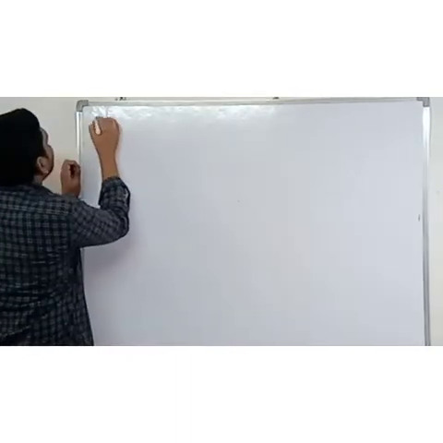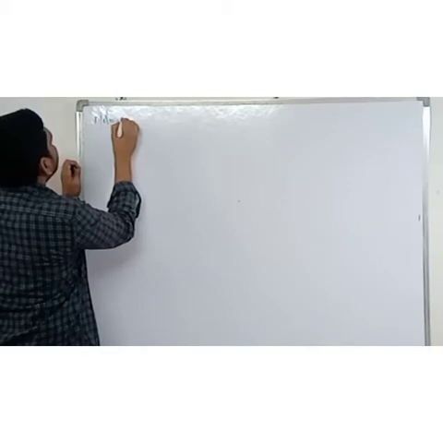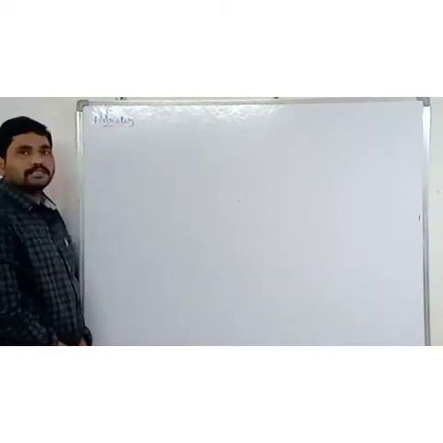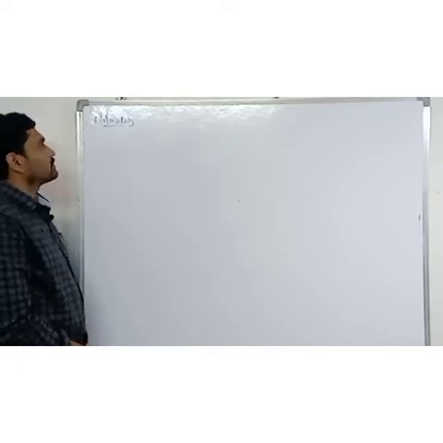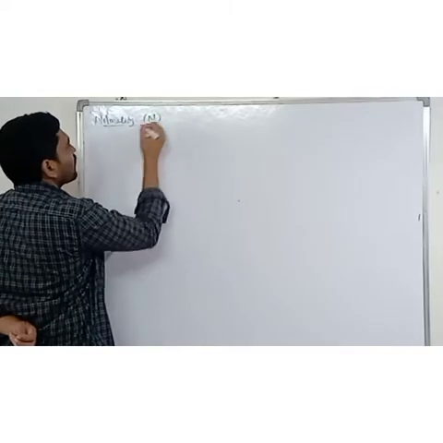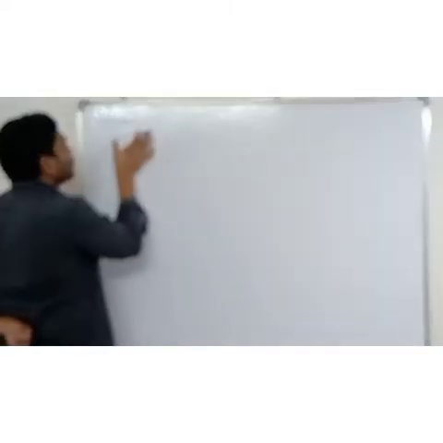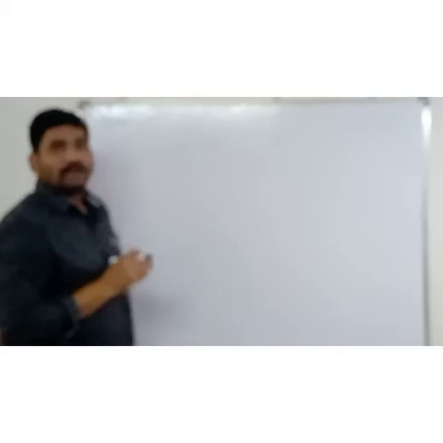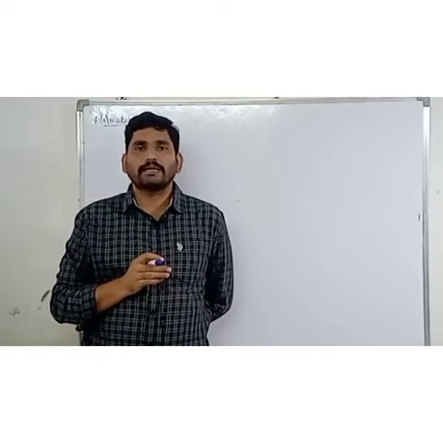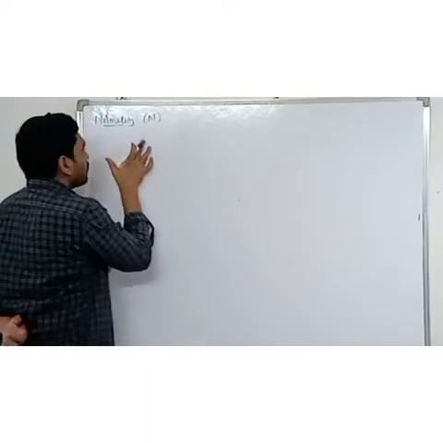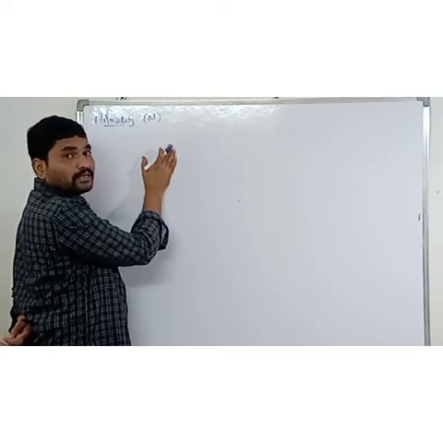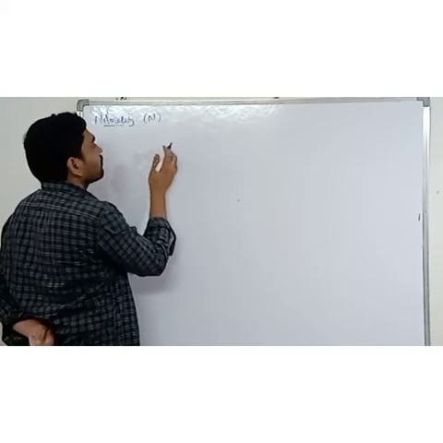So first, what is normality? What are the useful relations important in this? Normality is denoted by capital N. Normality means the number of gram equivalents present per liter of the solution.